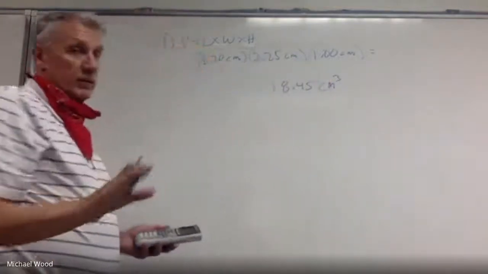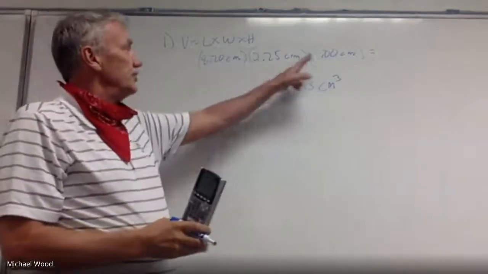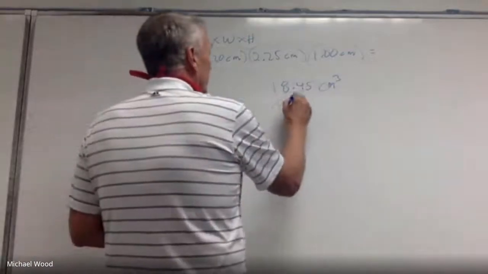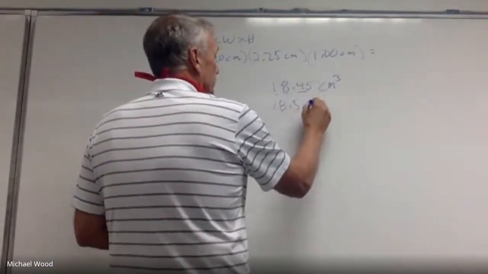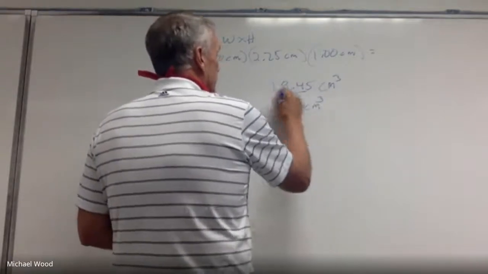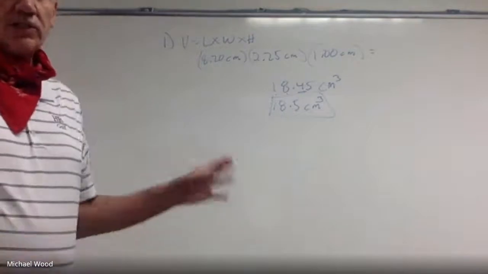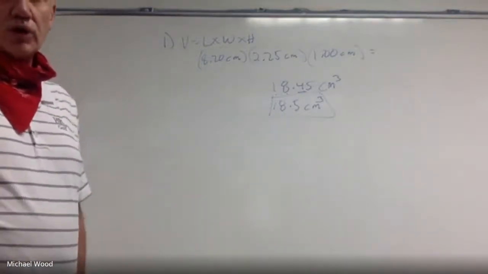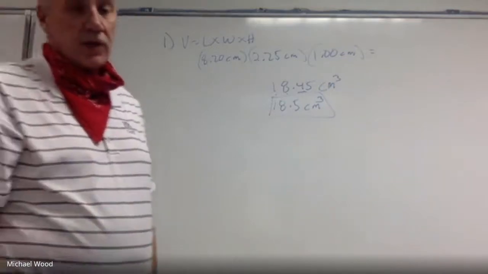But my sig figs aren't right there, because this has 3 sig figs, this has 3 sig figs, this has 3 sig figs, this has 4. So the way I would record that, this is where I want to round, and the 5 tells me to round up. So my answer on number 1 is 18.5 cubic centimeters. That's the way I want you guys to do your work on labs. Show your work, be clear about it.